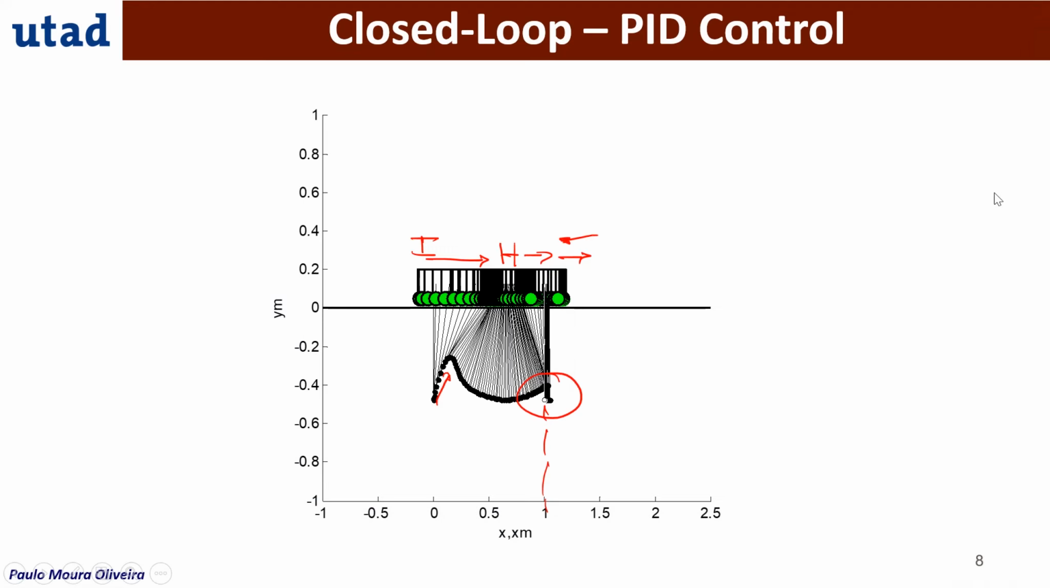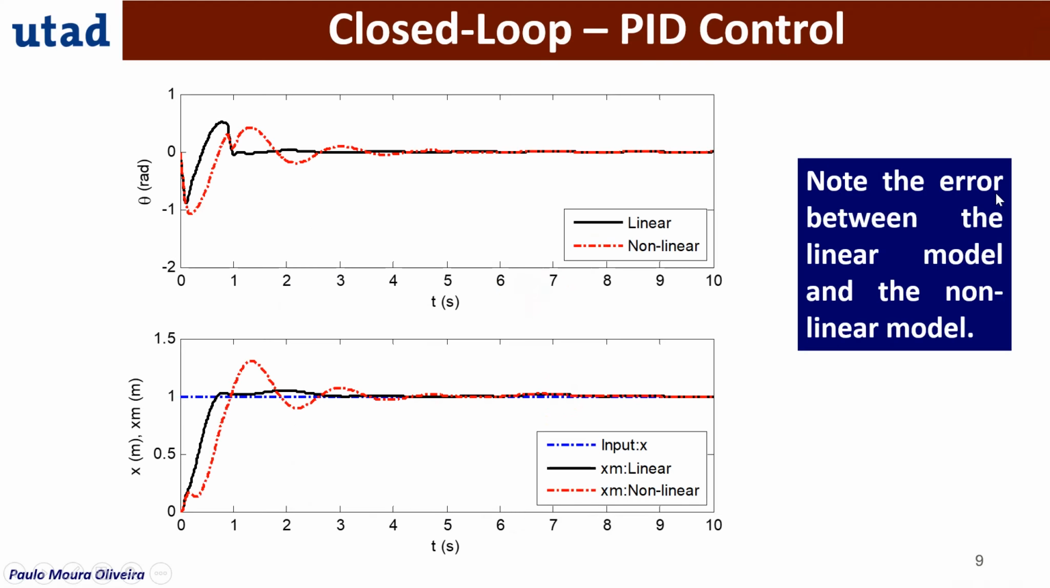I'm going to close this. I have done a comparison between the linear model and the nonlinear model. As you can see, for these settings the linear response is in black and the nonlinear response is in dashed red, and we can see there is a big error between the two models, so this is not acceptable. So we have to use other gains. This is because of the oscillation of the cable.